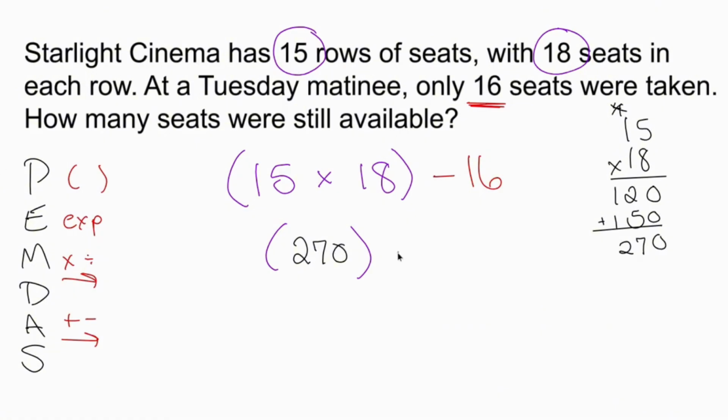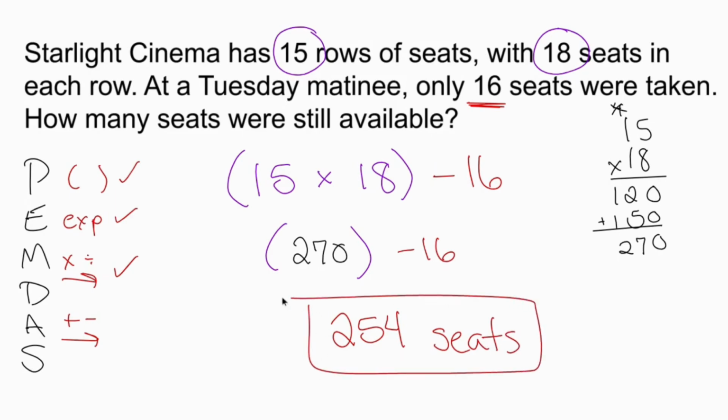Now we subtract 16. The nice thing is we're done with the parentheses. There's no exponents. Multiply, divide. Nah, I don't have to worry about that. And all I have to do is just subtract. So 270 minus 16 is going to be 254. Now, this is a word problem, and the question is asking how many seats were still available. So we have to use a word at least in our answer. So we will say 254 seats. And that's our guy.